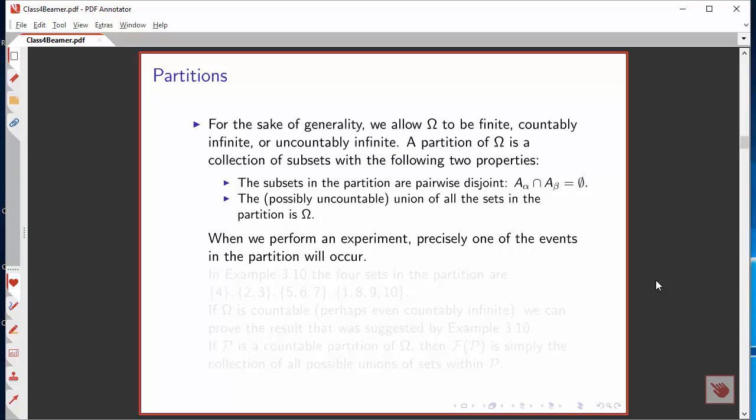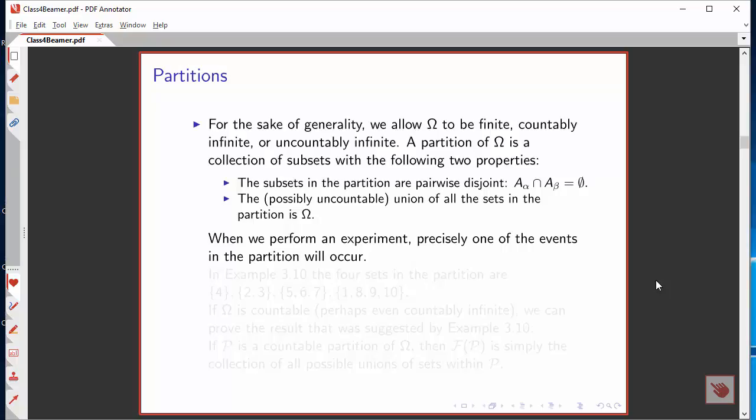Now let me define the term partition. Let's think about any possible case. The sample space might be finite, might be countably infinite, might be uncountably infinite. In any of those cases, what we mean by a partition is a collection of subsets that meet two requirements. First, the subsets have to be pairwise disjoint. Consider any two of them. Their intersection is the empty set.